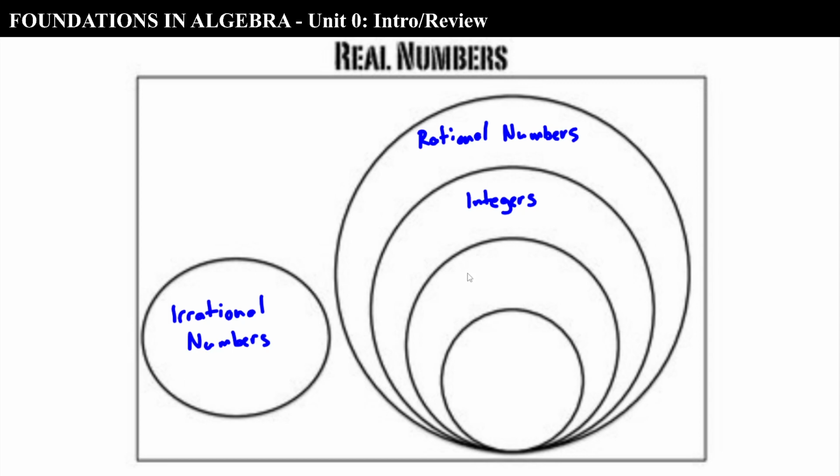Now you notice that whole numbers are 0, 1, 2, 3, 4, 5, 6. Those are all included as integers. So every whole number is an integer. And then finally, natural numbers are all whole numbers. So the only whole number that is not a natural number is 0.